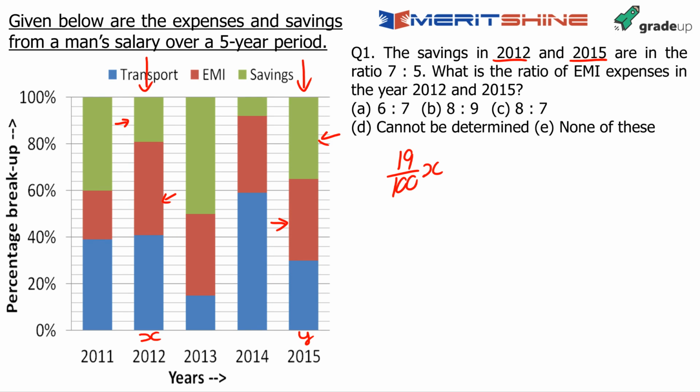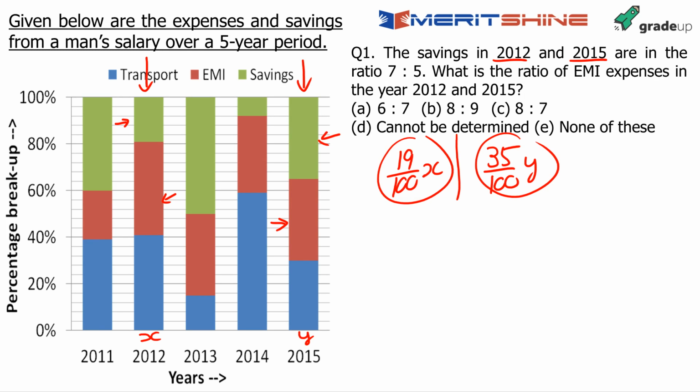What is this green line here? This starts above, this is 60, this is 64, 65. So this is 35. So this is 35% of the salary for 2015. So this is 35/100 Y. So this is it. In very basic terms, I am not telling you any shortcut, I am just trying to explain the meaning of this question, then we will discuss the shortcut.